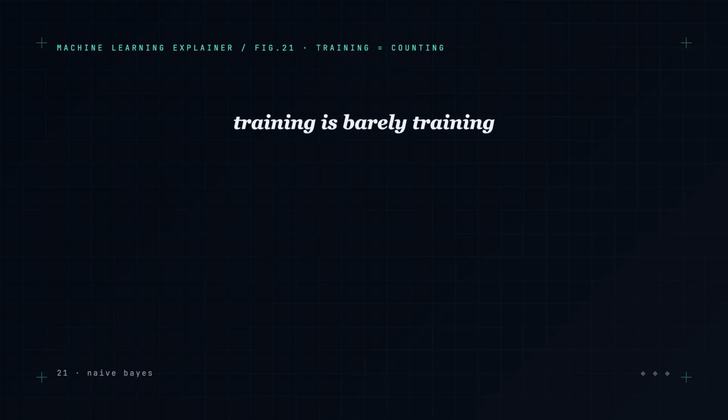Training is barely training, it's just counting. Scan the data once and tally how often each word shows up in spam versus not spam, and how common each class is. That's the entire model. A table of frequencies, no iterations, no optimization. One pass through the data and it's ready to classify.